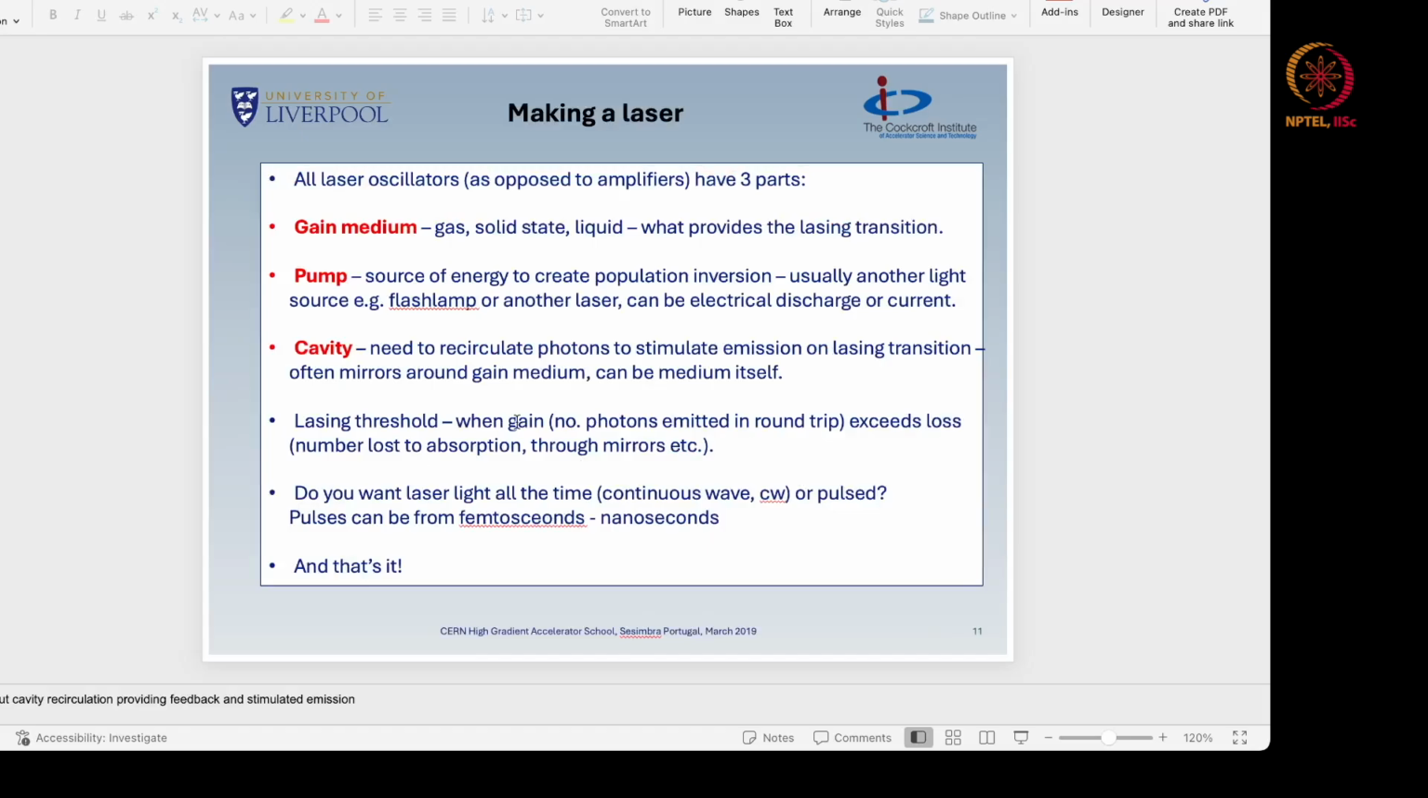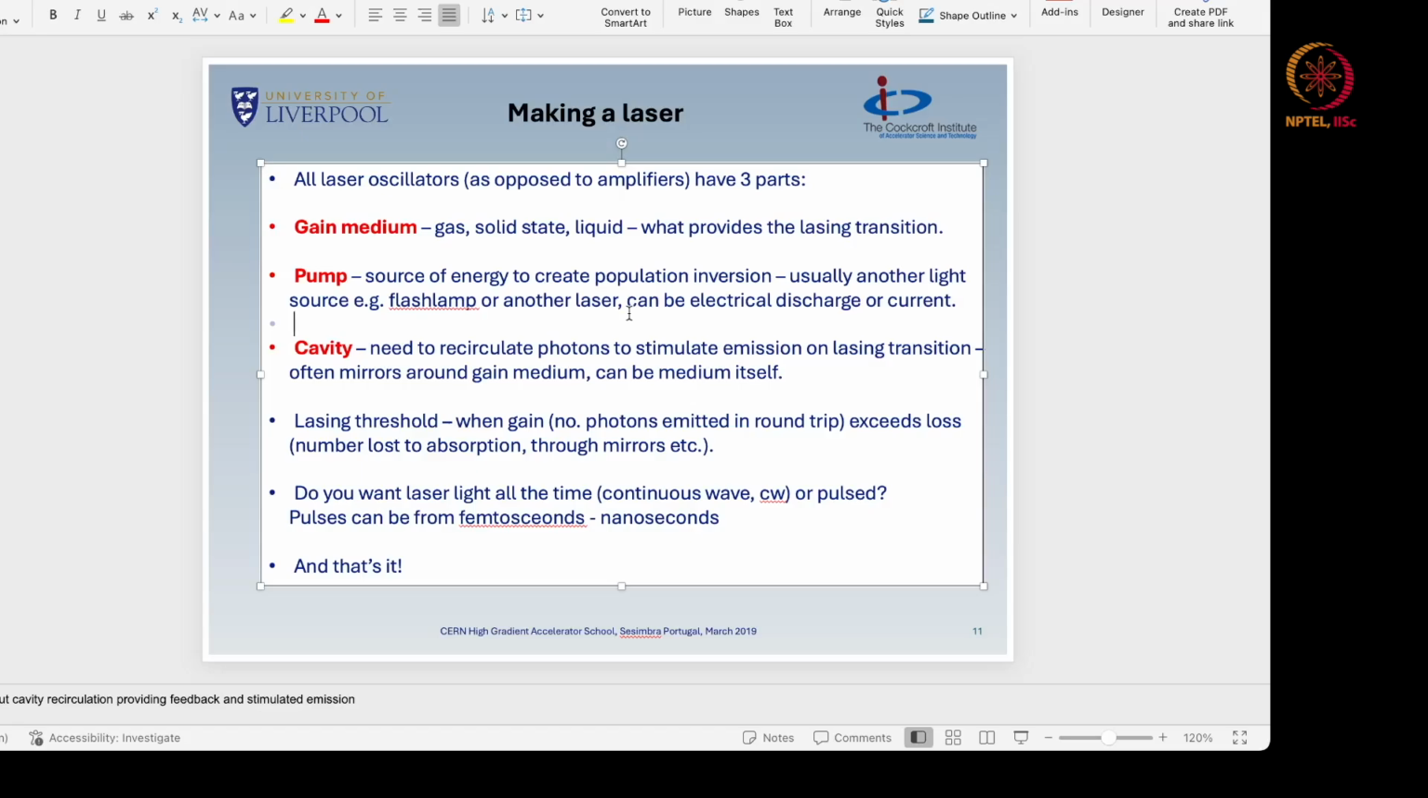All right. So now about laser oscillators as opposed to amplifiers. How do you make a laser? You need a gain medium, which is the medium in which these transitions take place. It can be gas, solid state, or liquid, which provides the laser transition. It needs to have a pump, the source of energy needed to create the population inversion, usually another light source, for example a flash lamp or a laser, or it can be an electric current that is used as a source of energy to create the population inversion.